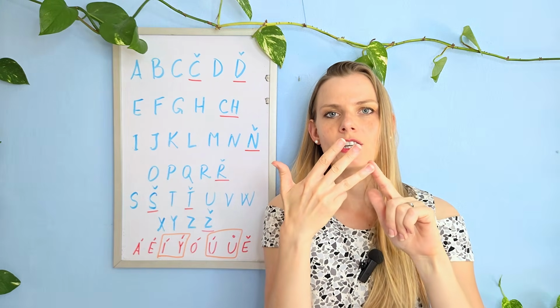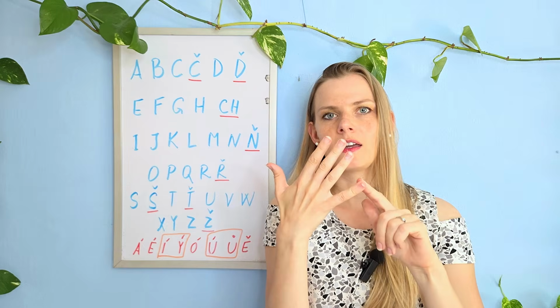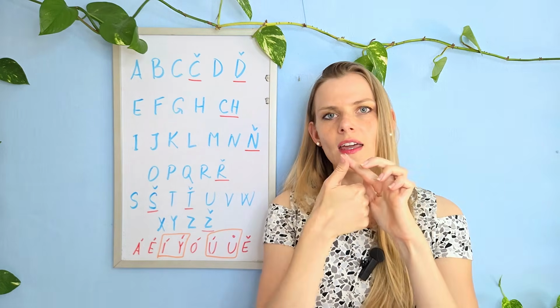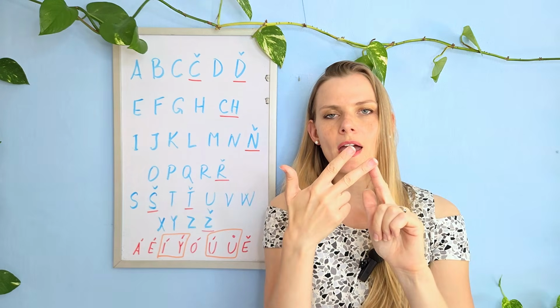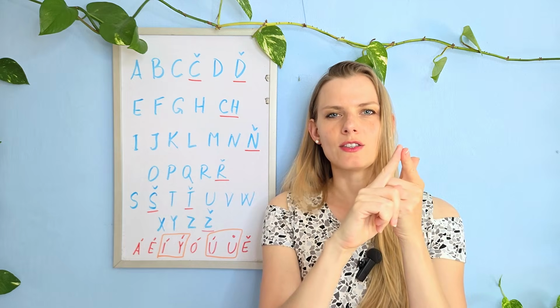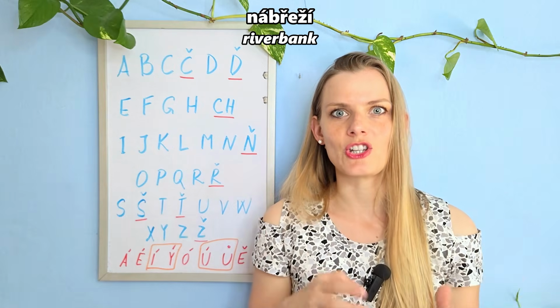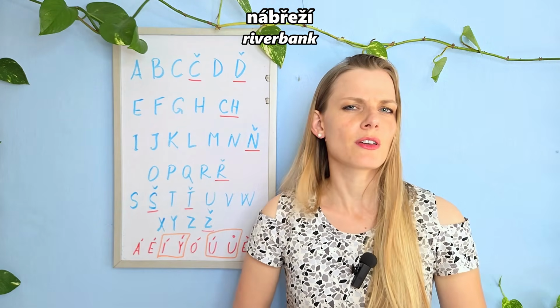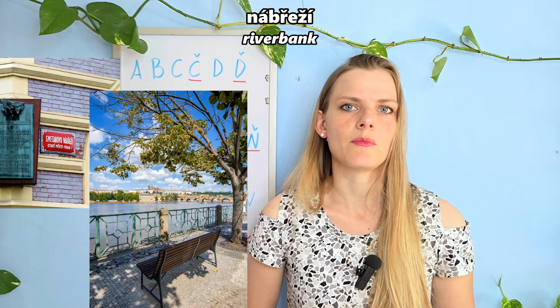Další. N, A s čárkou, B, Š, E, žet, I s čárkou. Nábřeží. Nábřeží means a riverside. In Prague you have several riversides, for example, Smetanovo nábřeží.